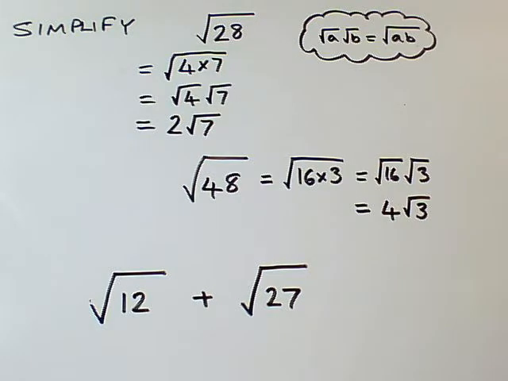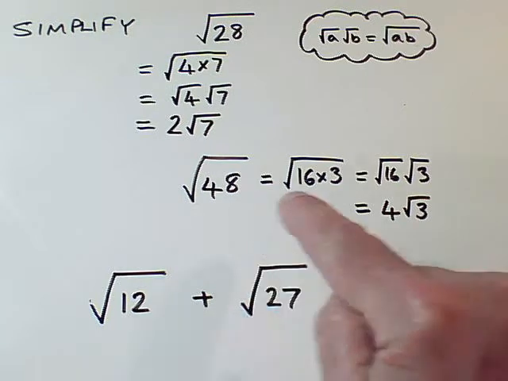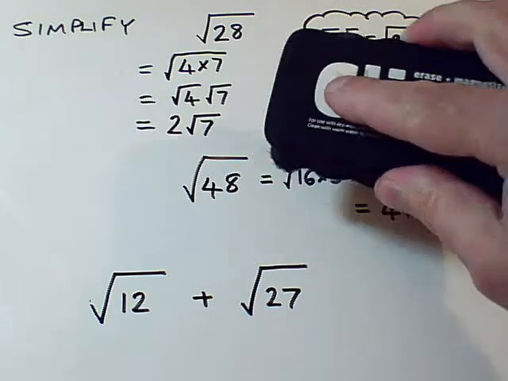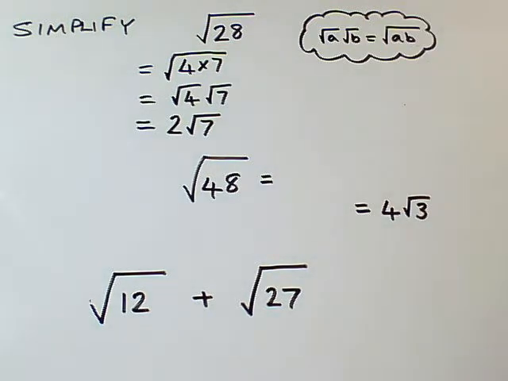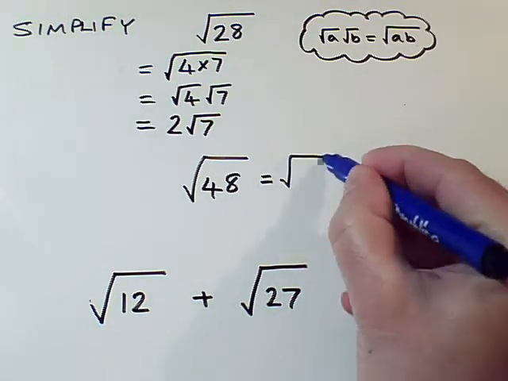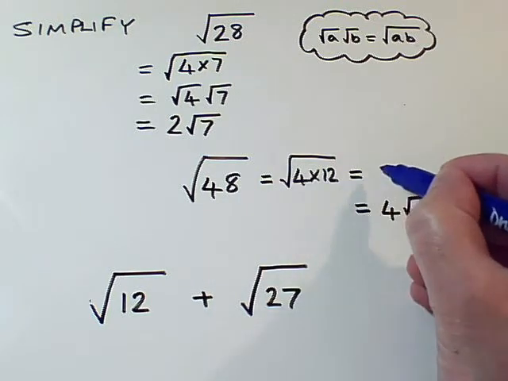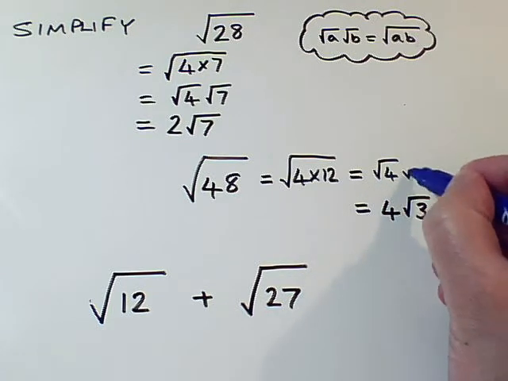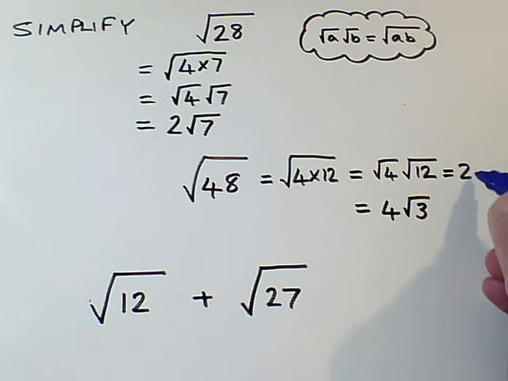Now, what would have happened if I'd only realised that 4 is a square number that I can use here? Well, I can get to the same answer, but it'll be a slightly longer route. So let's just think how that would have worked out. I would have said the square root of 48 is the square root of 4 times, well, it's 12, makes 48. So that will give me the square root of 4 times the square root of 12, which is 2 times the square root of 12. But then I'd need to remember that 12 itself can be written as a multiplication of 4 times something.